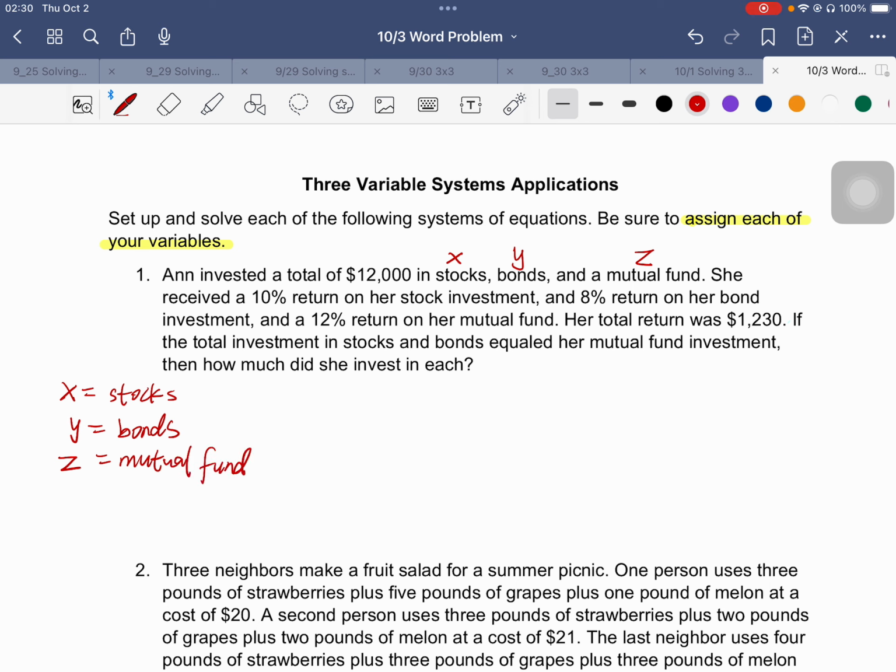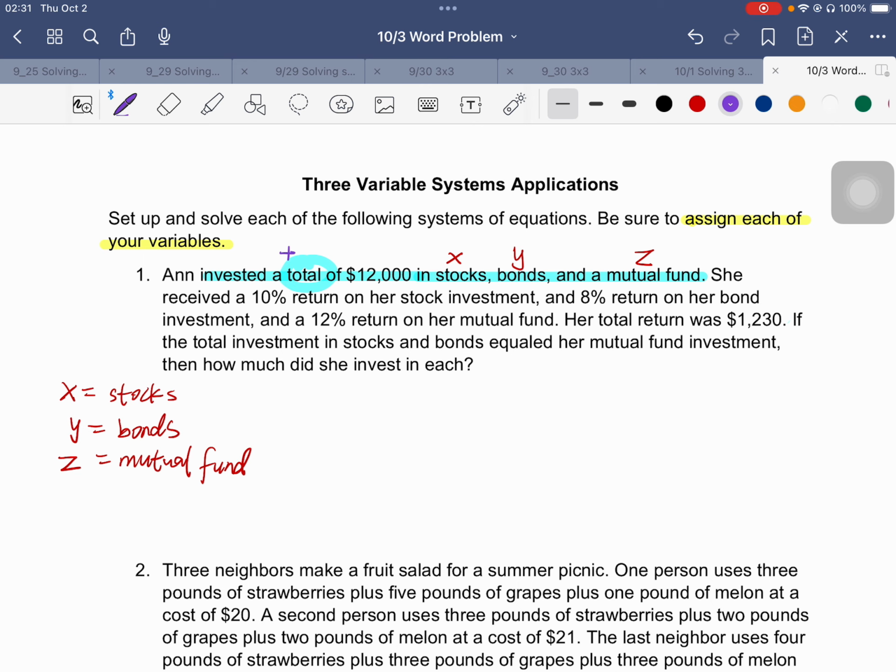Now let's highlight each equation you found in the words. I want to use a different color to highlight each equation. Invested a total of 12,000 in stocks, bonds, and mutual fund. If you see total, usually it means you add them up. So now let's write it down.